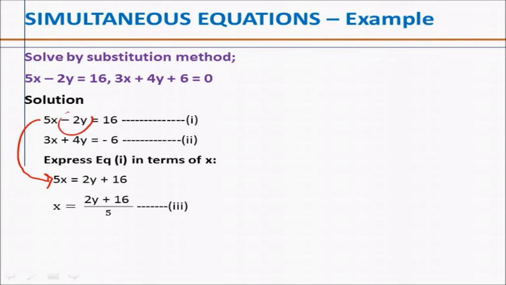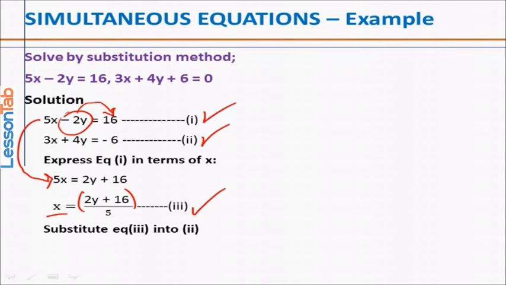Basically, to get that, all we're doing is moving this minus 2y to the other side of the equality sign. Therefore, x is now going to be equal to 2y plus 16, quantity divided by 5. We call that equation 3. So now we have equation 1, equation 2, and equation 3. What do we do next?